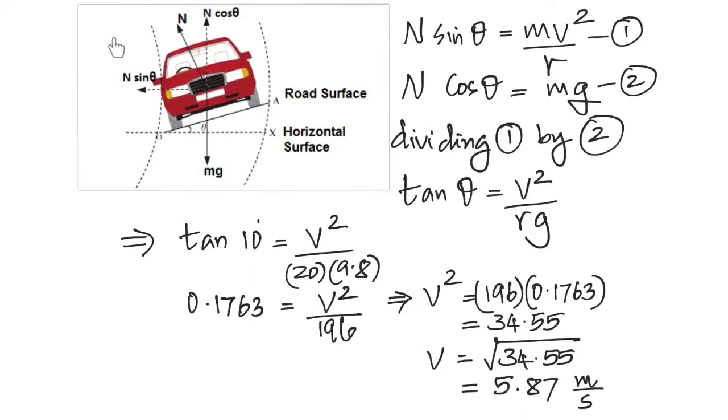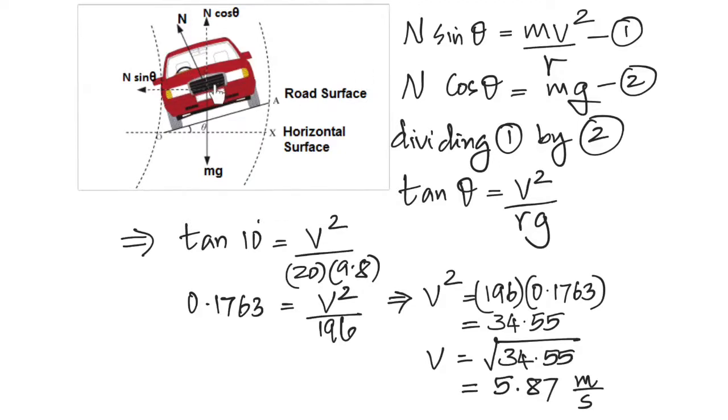In this last question, I thought we should try to find the maximum safe speed around a curve of radius 20 meter, but this time the road is banked at an angle of 10 degrees. So we are neglecting friction in this case. Although there will be friction, but just to make it easy, we are neglecting friction. So here is the situation.